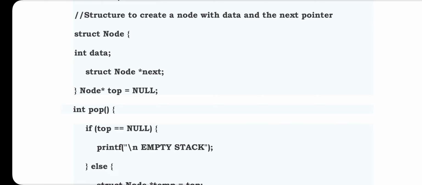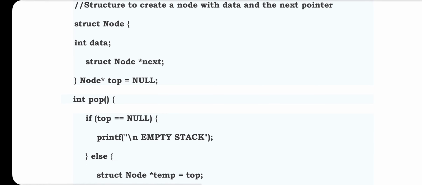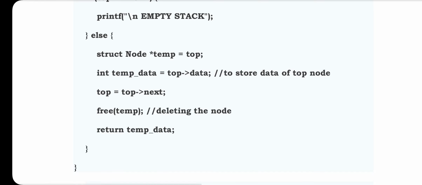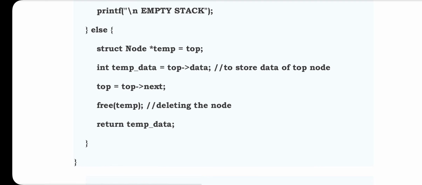For the pop operation, we created another structure to create a node with the data and the next pointer. The pop method is called. If the top of the node equals null, then the user gets a message called empty stack. Else, the temp data becomes the top and its data gets deleted.